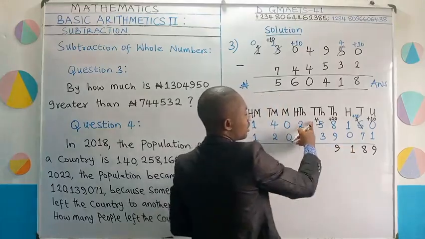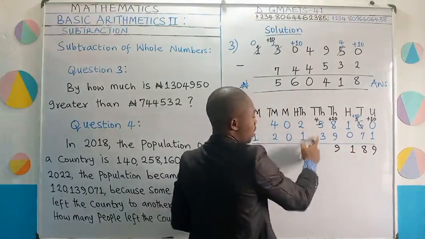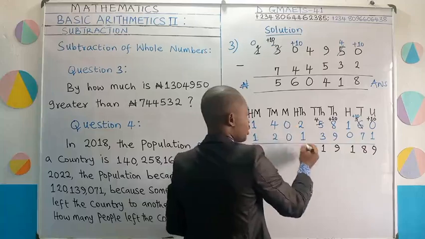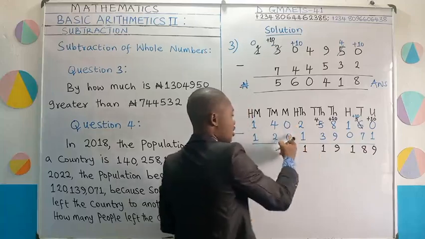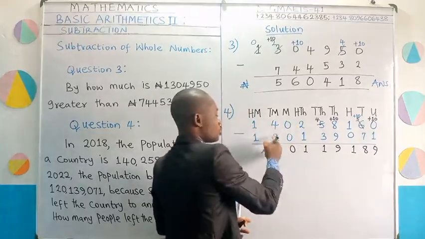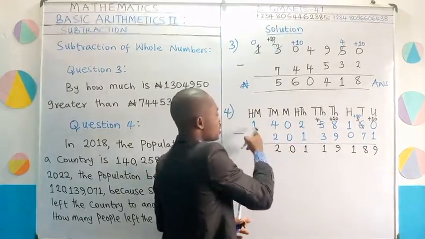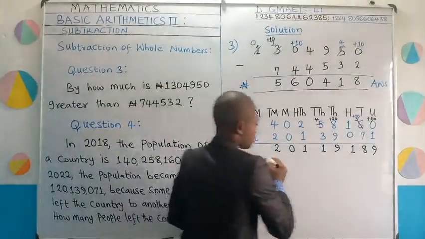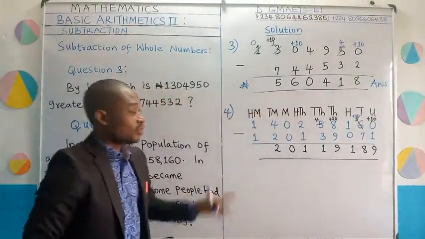Okay? And then you come to tens of thousand. This is 4 minus 3. You're going to get 1. This will give us 2 minus 1. We're going to get 1. 0 minus 0 is 0. 4 minus 2 is 2. Then 1 minus 1 is 0. Forget about it. Is that okay? Alright. So that's the answer.